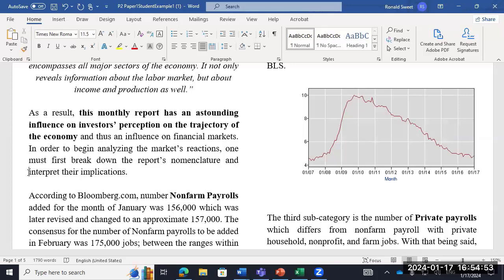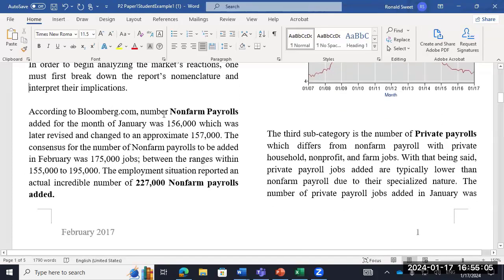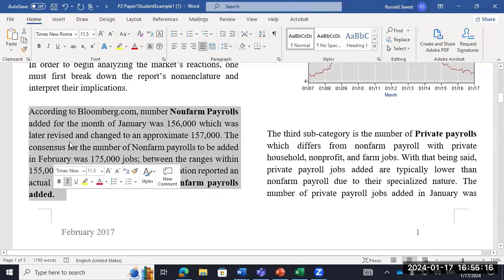One thing I do count off on critical writing skills is if you can give me the information in 1 sentence, don't take 3 paragraphs. It amazes me. Let's see how he did. Number of jobs added for the month of January is 156, which was later revised and changed to 157. The consensus, so he took an entire paragraph to say that. I think he could have said that in 1 sentence in half the time.